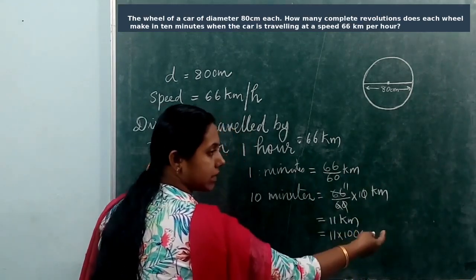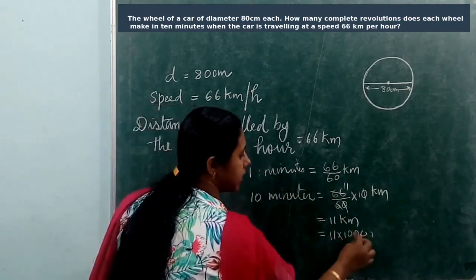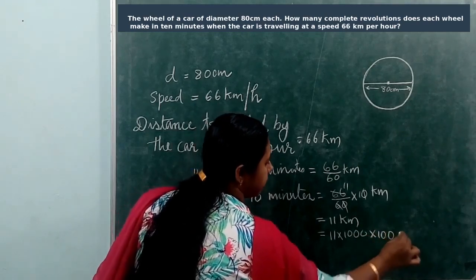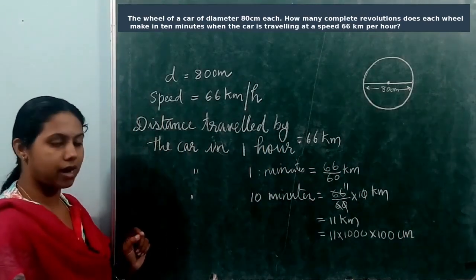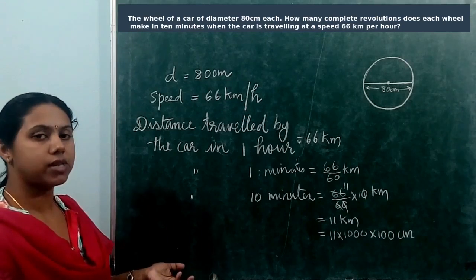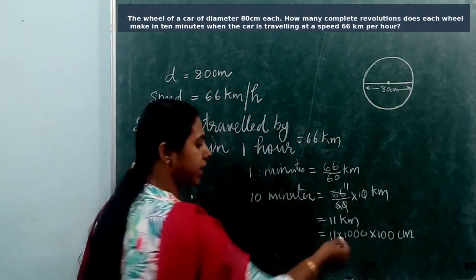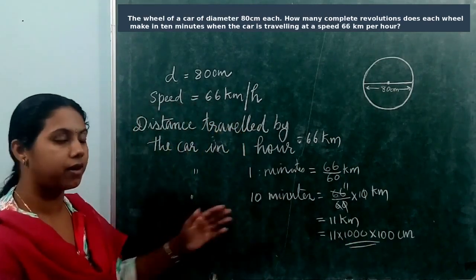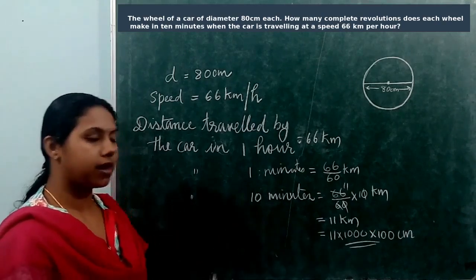Again, this is meter. Change it to centimeter. 1 meter is equal to 100 centimeters. So this much meter is multiplied by 100. So this much centimeter we got: 11 into 1000, that is 11,000 into 100. That will change it to centimeter. You don't need to multiply. You can keep it like this. When you calculate at the last, it is easy to calculate. You can keep it this way.